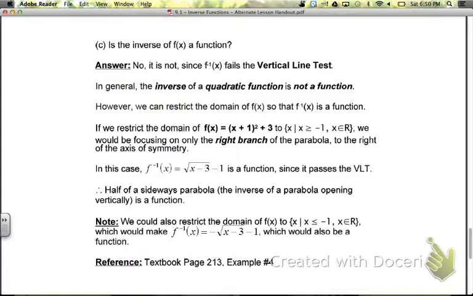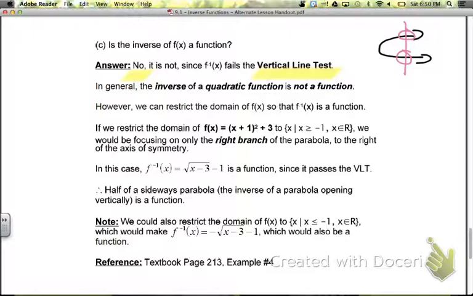Now, just to review a couple of the last things about this question, is the inverse of f of x a function? When you look at this, you can perform the vertical line test, and so therefore you get no, it's not a function, because when you draw a line through your inverse function that looks like this, and you go ahead and draw your vertical line, you notice that it hits your function in 2 spots. Therefore, it is not a function.